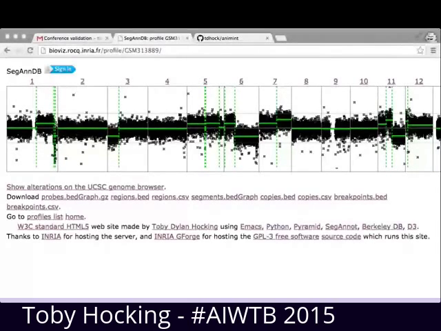So at this point, I have my web browser tuned to bioviz.rock.inria.fr. This is the free live demo website that I put together for this software. Any of you can log on and try the software now if you like.